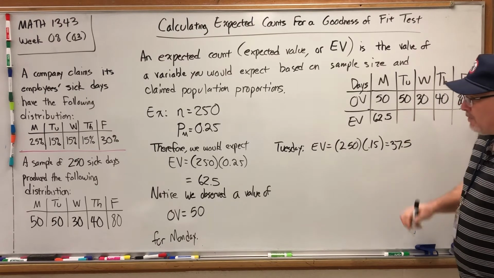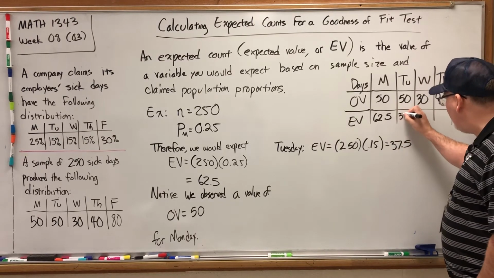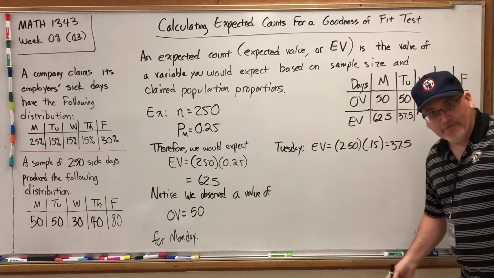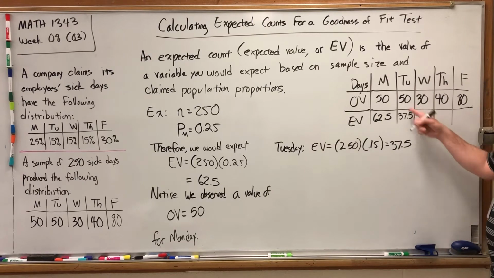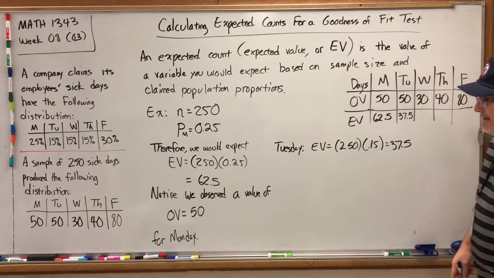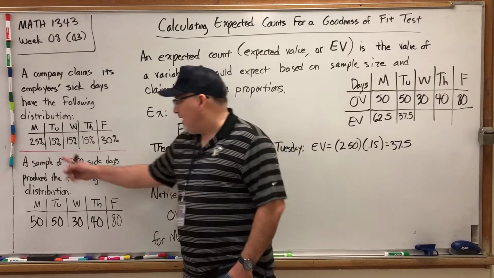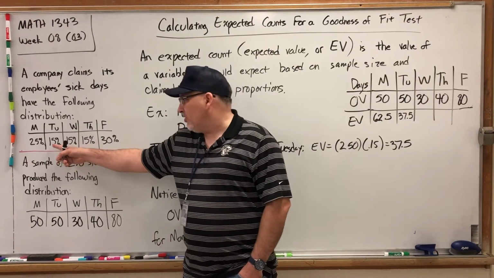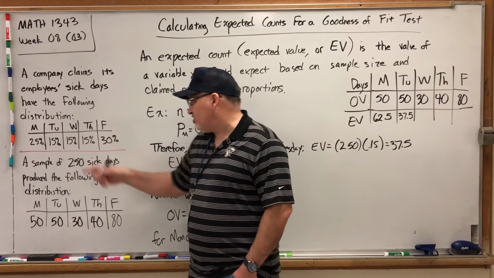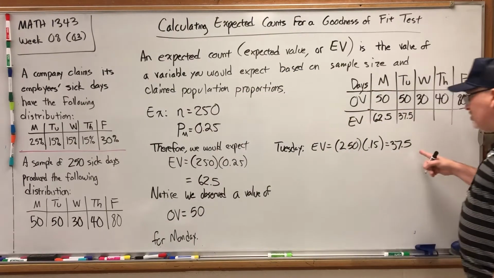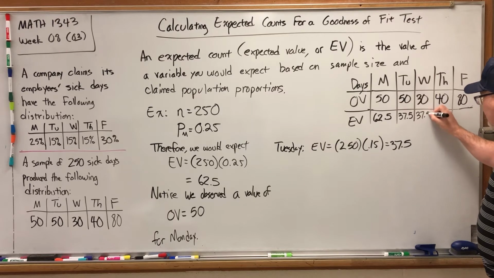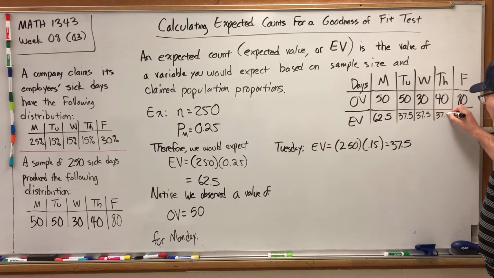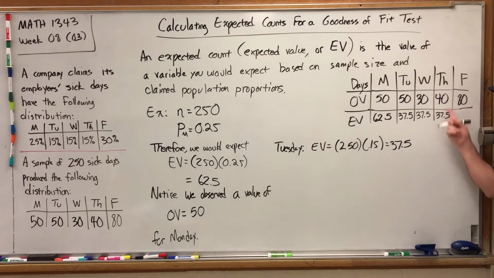If the claim about the population was correct, that's what we would expect on average, the number of sick days to be used on Tuesdays. And notice that's less than what we actually observed. Now, luckily, our hypothesized proportions are the same for Tuesday, Wednesday, and Thursday, which means the calculation for the expected value is the same. So each of these we expect 37.5. And some are closer than others. For example, on Thursday, it's pretty close. It's only off by 2.5 days.